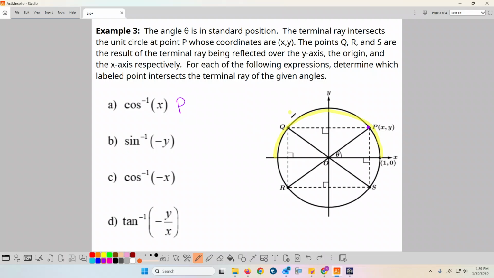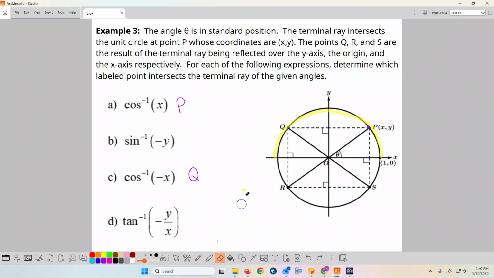We said this was the restricted region for the arc cosine, right? Now if I'm seeing a reflection because of that negative x, that means the point can't be here. All of a sudden it's going to bounce over to the other side, which means the point is going to be forced to have that reflection, and it's now going to be at point Q. All right, so hope that helps.